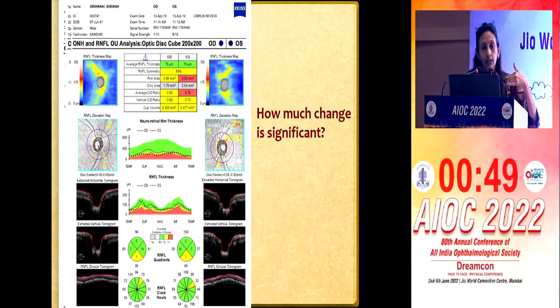significant? Because the resolution of these machines is 5 micron, ideally it should be 5 microns. But that's not what you see. You see 10 to 15 microns of progression, and it's not real progression. I have half a minute.